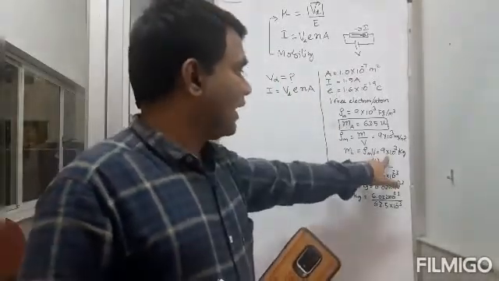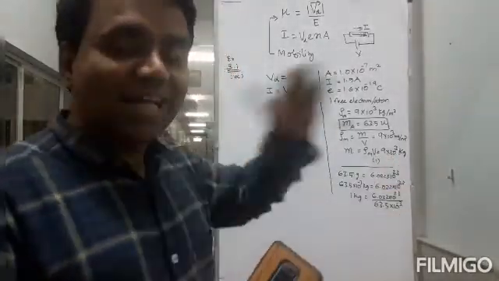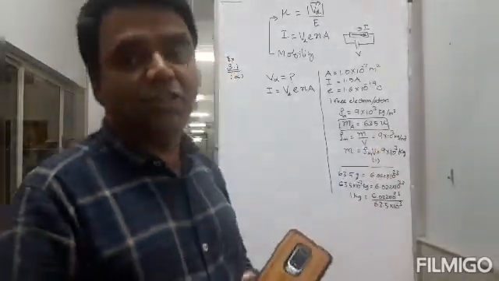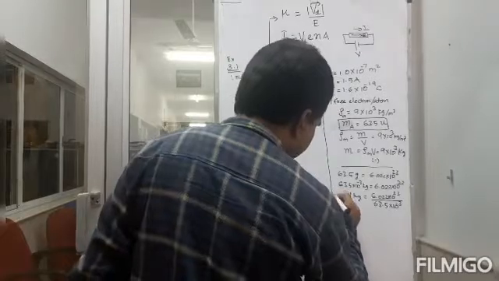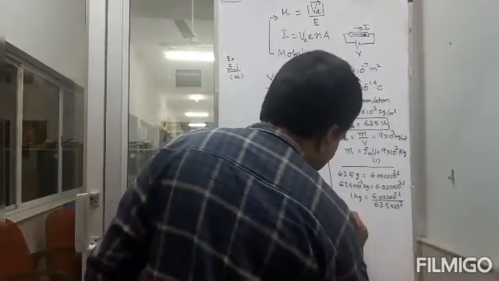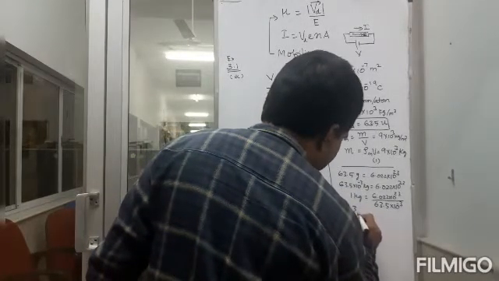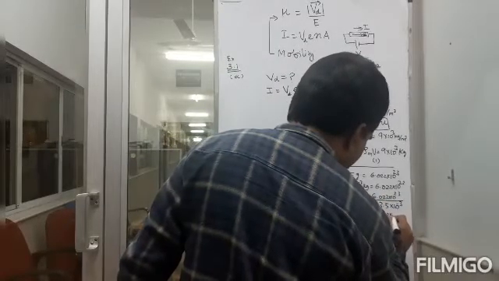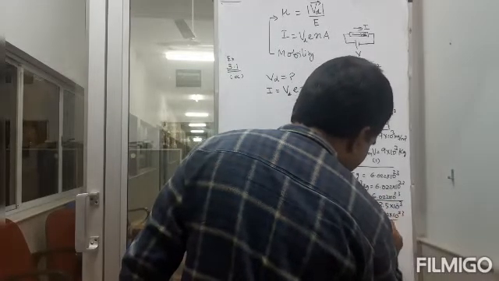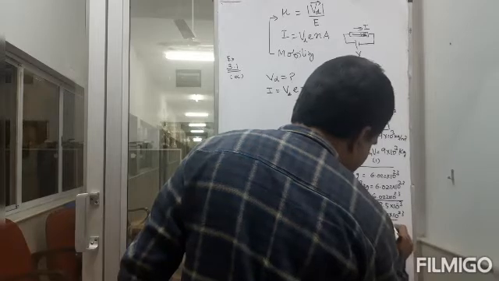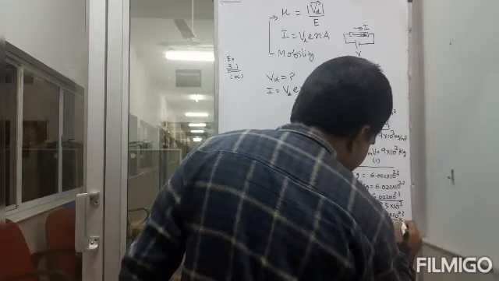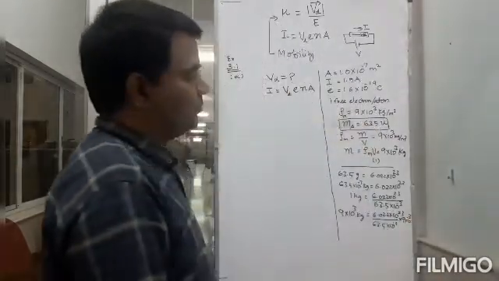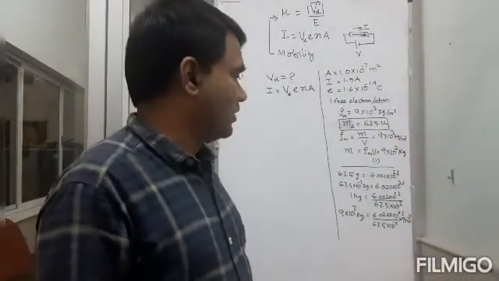But what is the mass in 1 meter cube of copper? The mass is 9 into 10 power 3 kg. So how many atoms are going to be there in 9 into 10 power 3 kg of copper? In 9 into 10 power 3 kg of copper, I'm going to have 6.022 into 10 power 23 by 63.5 into 10 power minus 3, into 9 into 10 power 3 atoms. That's what I'm going to have.